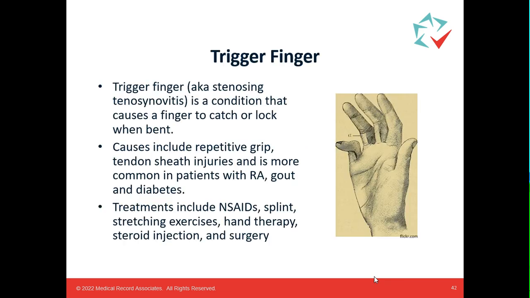Next up, trigger fingers. Trigger fingers can also be called stenosing tenosynovitis. It's a condition that causes your finger to catch or lock when bent. It can be caused by things such as repetitive grip, tendon sheath injuries. It's more common in patients with rheumatoid arthritis, gout, and even diabetic patients may have this more commonly. Treatments can be simple or more extensive, so anything from NSAIDs, splinting, some stretching exercises, and hand therapy. Your provider could do a steroid injection. When these things don't help, then surgery may be indicated.